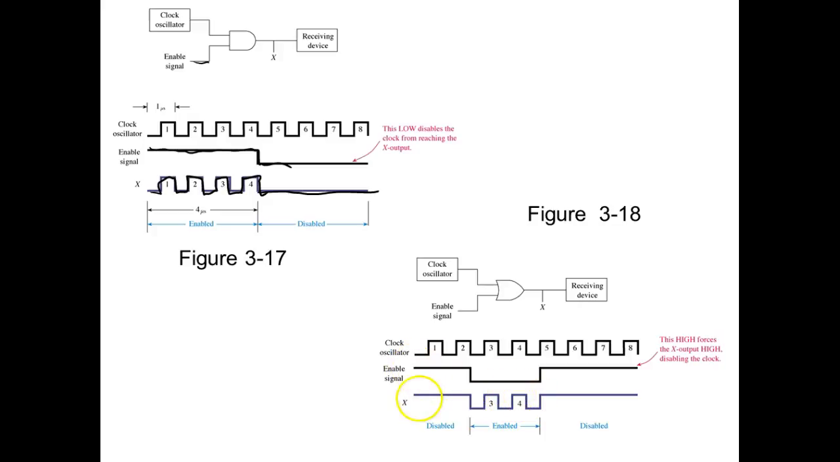Over here on the OR gate, when the enable is high, the output stays high. Right? You understand? So an OR gate gives me a low active enable. An AND gate gives me a high active enable. Does that make sense? Okay. So here it goes low, so here the output follows the input. Here it goes back to high, and the output goes high.